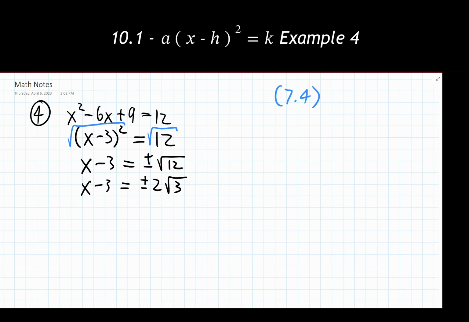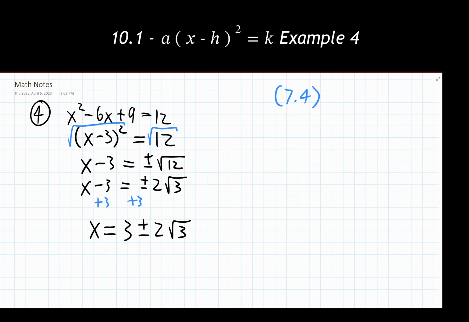Now from here, again, I'm going to leave this plus minus in here for now because this whole thing is just going to be really big and gross and terrible as a decimal. So I'm going to be adding 3 to both sides, giving me my final answer of x being equal to 3 plus or minus 2 times the square root of 3.